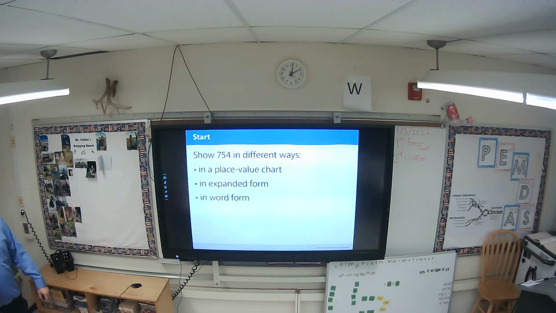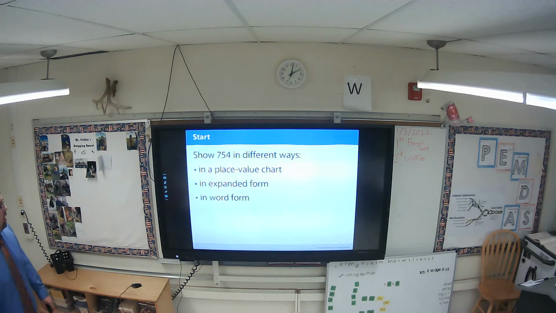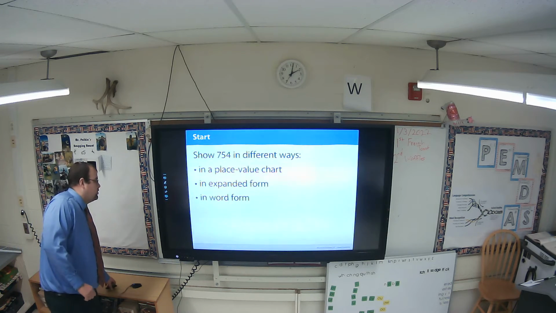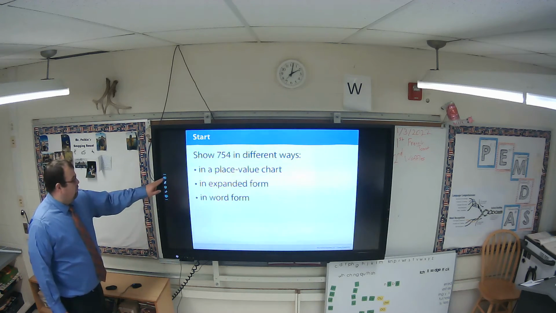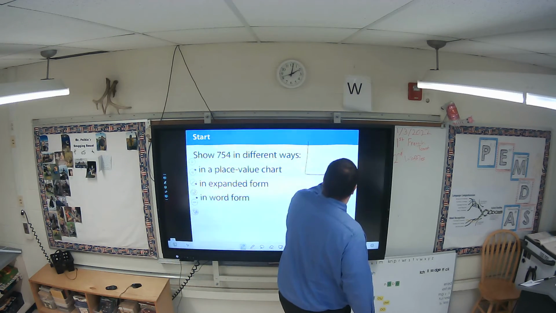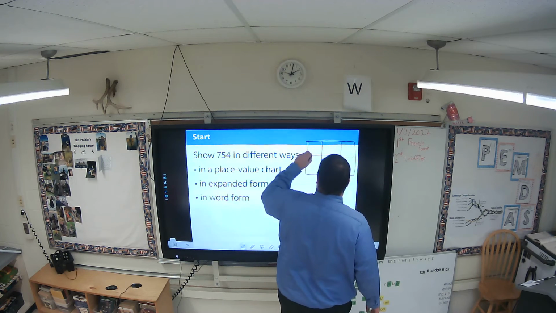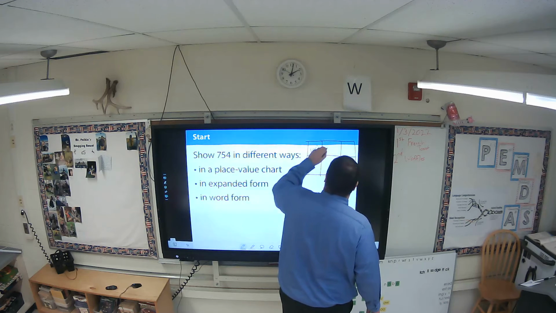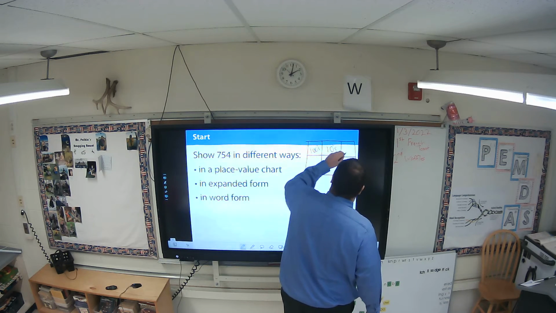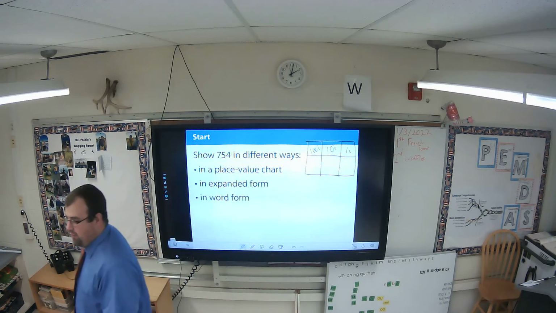So, first off, let's show how to write 754 in different ways. There's more than one way to write a number, right? Who wants to show us how to do it in a place value chart? Remember, a place value chart is like a chart like this, and I'd label it. Say this is my hundreds. This is my tens. This is my ones. You've done it before, right?